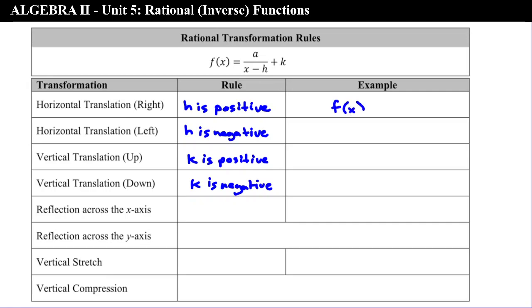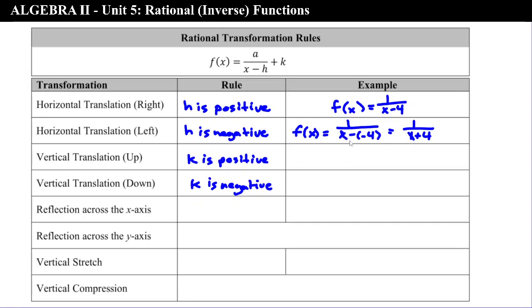An example of h being positive, you have f of x equals 1 over x minus 4. Now you're saying, why is it minus 4? Because h is positive. If you look in the parent function up here, the h follows a minus sign. So 4 itself is positive. What if 4 was negative? Well, then you'd have 1 over x minus negative 4, which would look like 1 over x plus 4, because minus a negative gives you positive. That should be x.